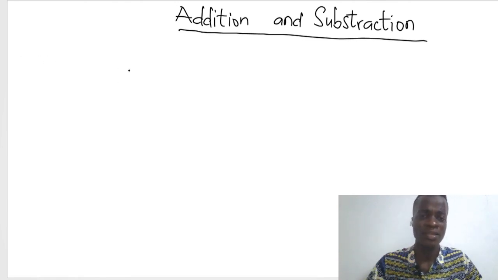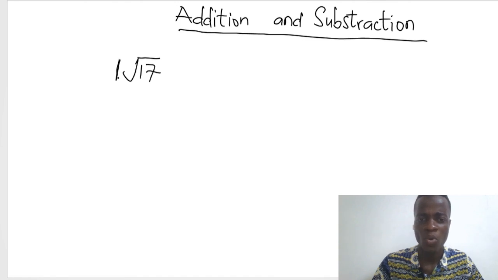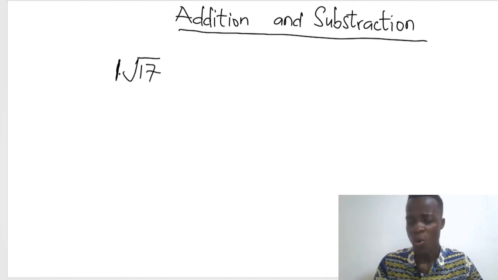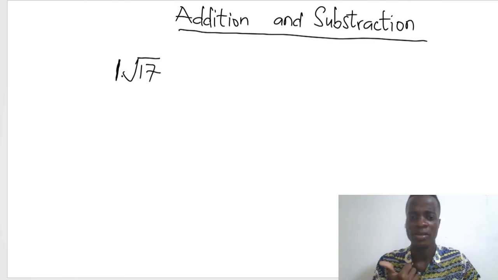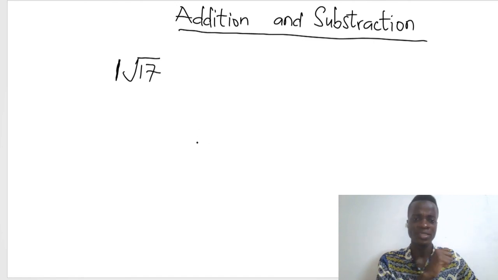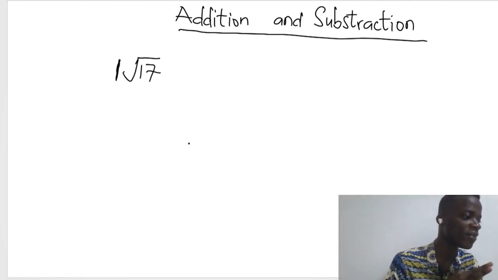Before we do that, let me tell you this. If you have square root of 17, there's always a number out here, but it doesn't show. That number is 1. 1 is always outside if you just have it like that. But if there's something like 3 root 7, then you are fine. Are you good? So now it's the simplification. Let me give an example.